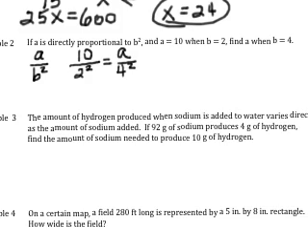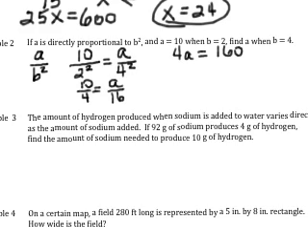So this gives me 10 over 4 equals a over 16. And cross multiply. 4a equals 160. So that means a is equal to 40. And it's just as simple as that.